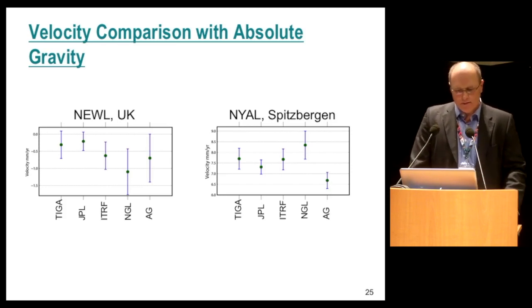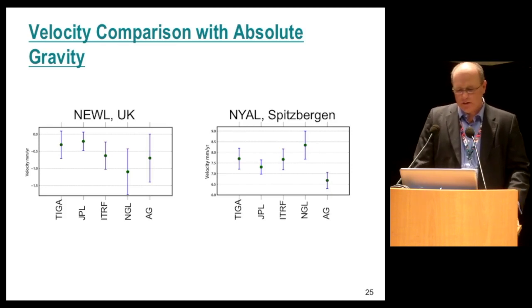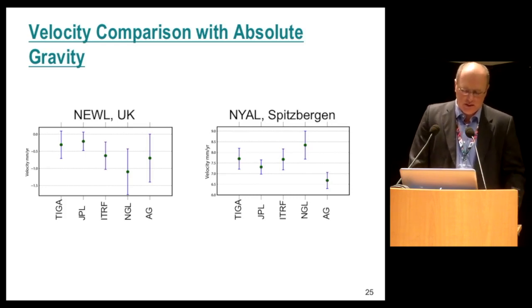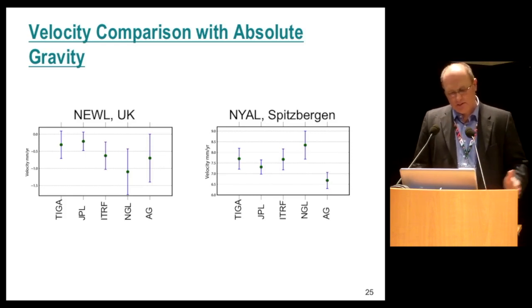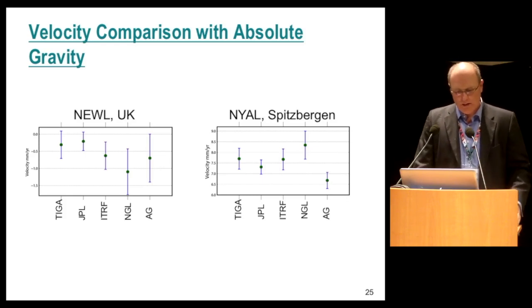And if we look at the two plots here, on the left we have a station in the UK, Newlyn, and on the right-hand side we have Ny-Ålesund in Spitsbergen, Norway. For the left, we had to cut the GPS time series because in the UK, unfortunately, the absolute gravity measurements in Newlyn stopped in 2007, 2008. So we had to cut our nice long TIGA time series to a shorter one, estimate the velocity, and compare that.